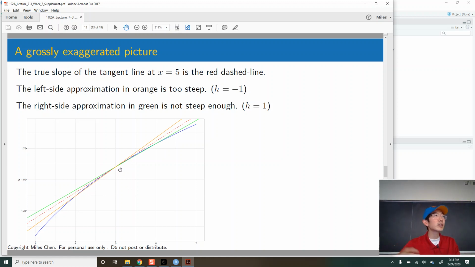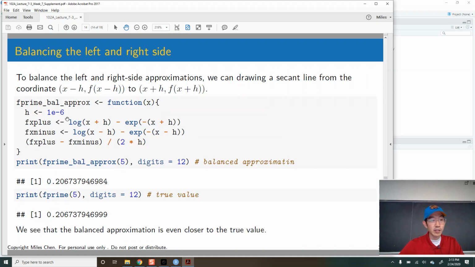So we're going to take the average of these two things. On the right side I do f of x plus h, and on the left I have f of x minus h. Then I take the difference between the plus and the minus, and I divide by 2 times h. And this is my approximation. Here it is accurate up to 10 digits, and only the last 2 digits are off. So that's pretty good.